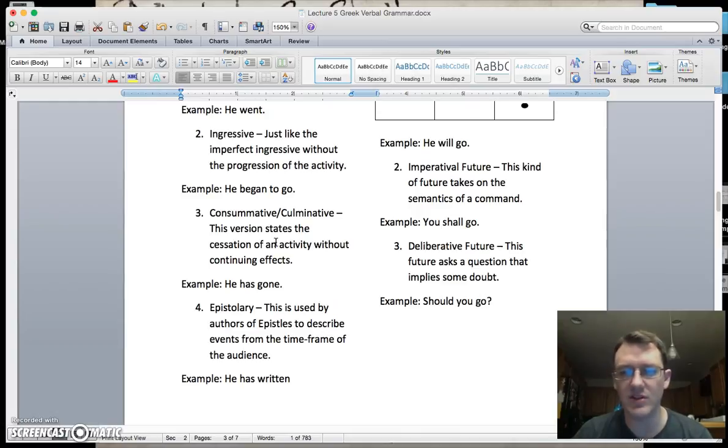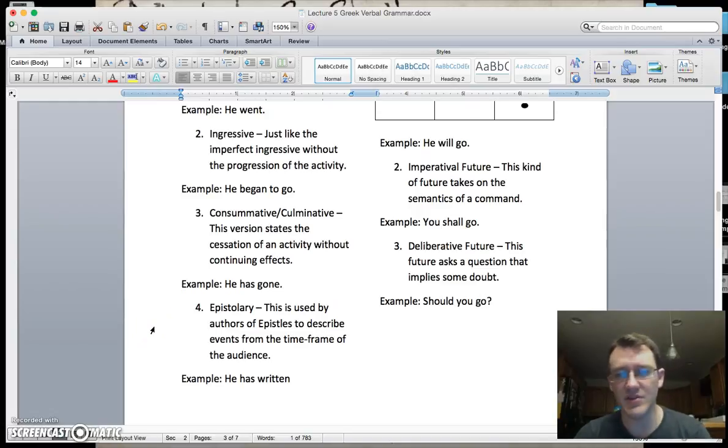The consummative or culminative emphasizes the activity with the cessation of an activity without any reference to the continuing effects. So this is kind of like the perfect without the nuance of the continuing effects. So we just translate it like a perfect. He has gone, but we don't mean that the effects of his going continue on into the future like we would with the perfect tense.